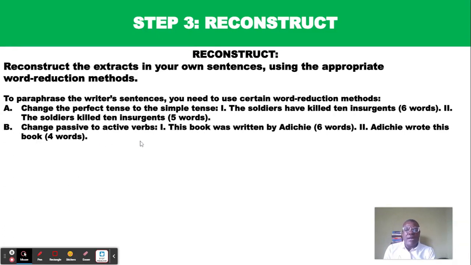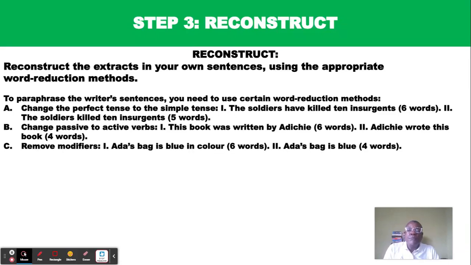B, change passive to active verbs. That's another word reduction method. For example, this book was written by Adichie, 6 words. If you change it from this passive sentence to an active one, it becomes Adichie wrote this book. That helps you to reduce the sentence from 6 words to 4 words. These are word reduction methods.